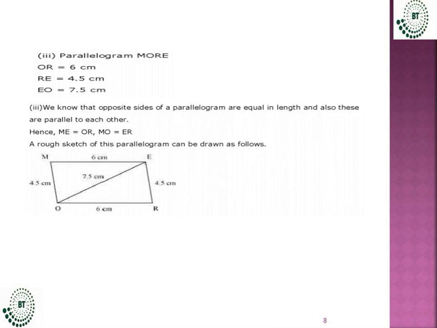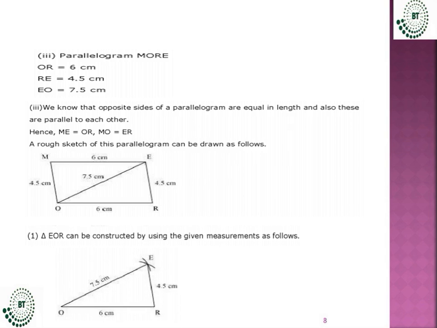Now the third part. We have to draw the parallelogram MORE. We are given OR equal to 6 centimeters, RE equal to 4.5 centimeters, EO equal to 7.5 centimeters. Listen, we have learned about the properties of the parallelogram, that the opposite sides are parallel and equal. So we do not have to fear here that we do not have sufficient data. We have sufficient data, but you have to merge it with your previous knowledge about parallelograms, right?